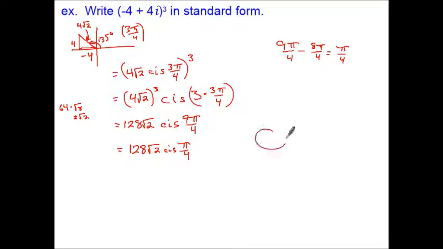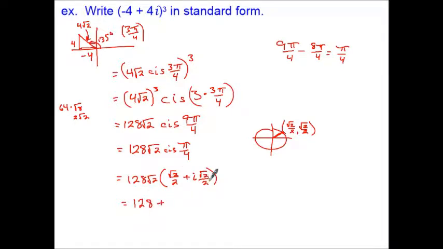And pi over 4 is a nice handy value to work with because it's simply root 2 over 2 twice. So there's my ordered pair there. Doing my conversion, I've got 128 root 2. Now my cosine is root 2 over 2 plus i times sine, which is conveniently also root 2 over 2. And we're just going to distribute. This one works out in a very, very handy way because the root 2 hits the root 2 here, becoming a 2, reducing with the 2 that's already there, leaving us with a 128. Plus, and then the same thing happens here. The root 2 and all that stuff cancels like we just had a second ago, so we get 128i.